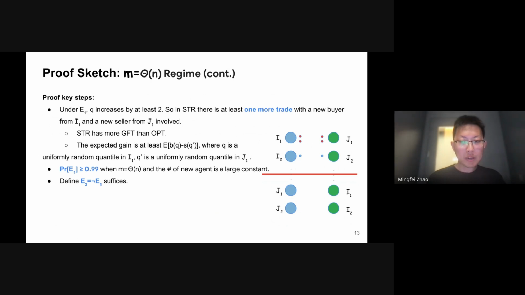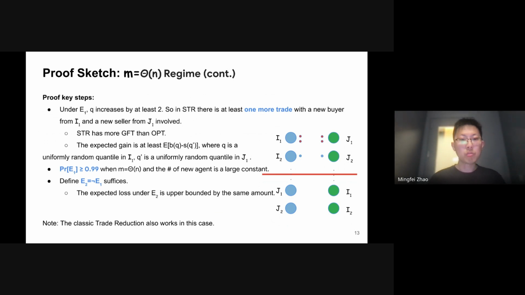So what it means is that now you can just define the event E2 as the complement event of E1. So we will achieve the fact that E1 happens more often than E2, and you're also able to bound the expected loss by the same amount. So you get the proof. And one quick note here is that the classic trade reduction auction mechanism also works in this case.